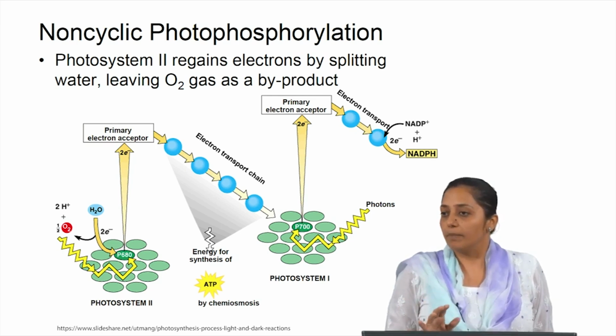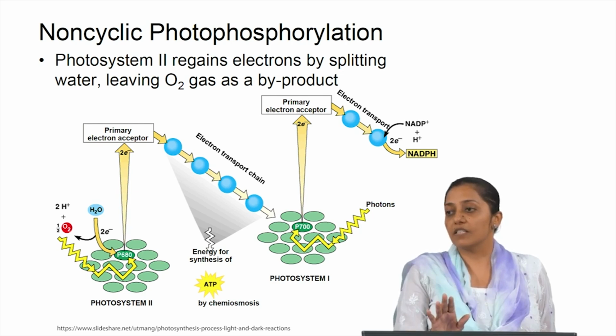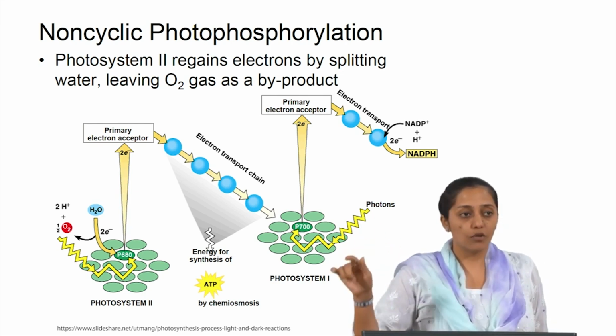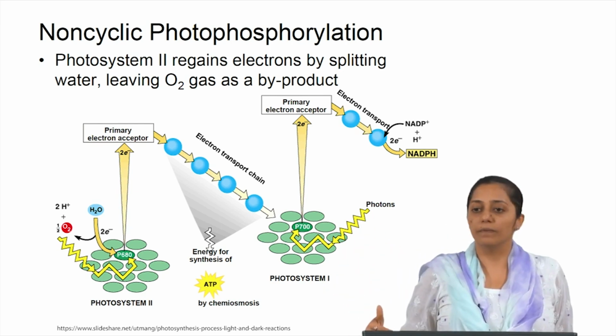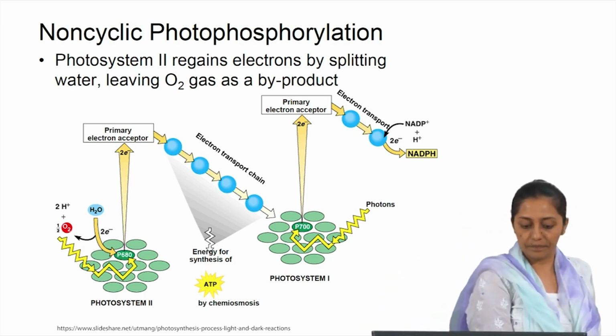Now, this ATP and the NADPH both are to be utilized for capturing CO2 to convert it into sugars. This we will see, how does it happen.